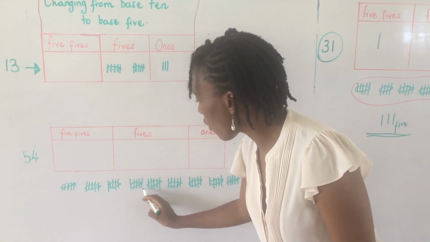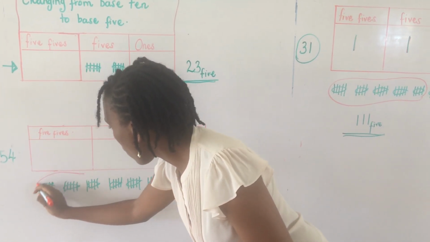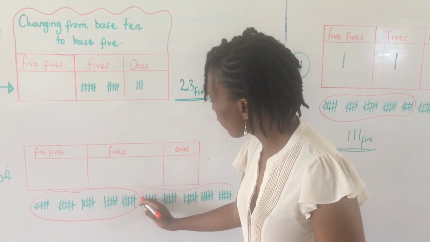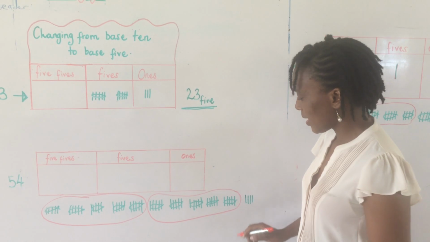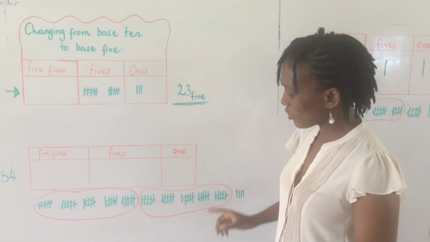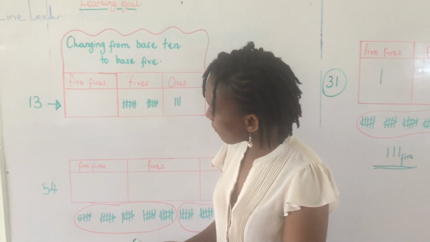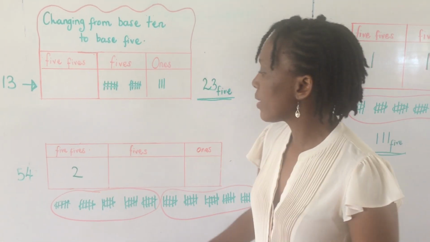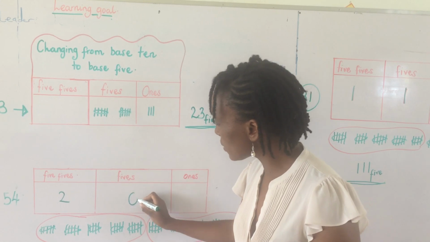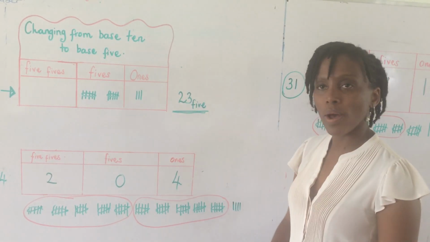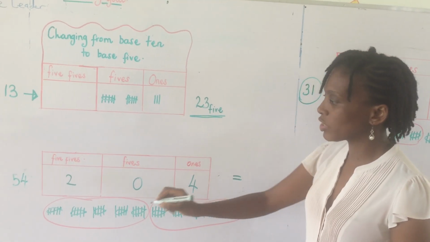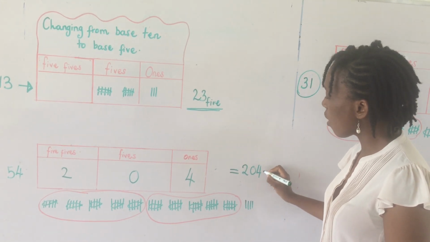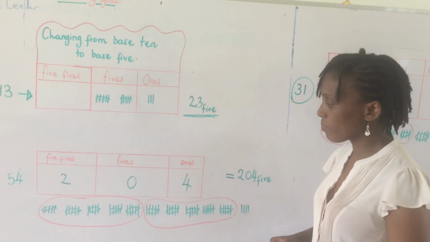So 1, 2, 3, 4, 5 gives us one group of 5 5s. 1, 2, 3, 4, 5 gives us another group of 5 5s. And then we have 4 ones. So if we are to fill out our information in our function machine, we have 2 groups of 5 5s. We don't have any group of 5s, and we have 4 ones. So when we go through the function machine, 54 in base 10 is the same as 2, 0, 4, base 5, because we are grouping in 5s.